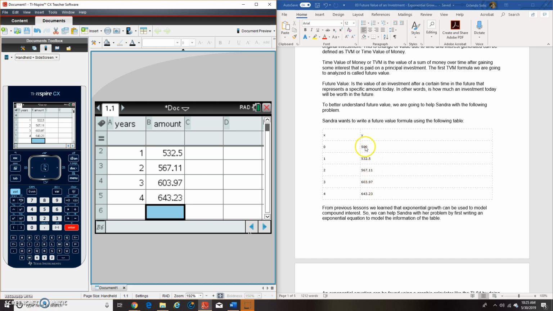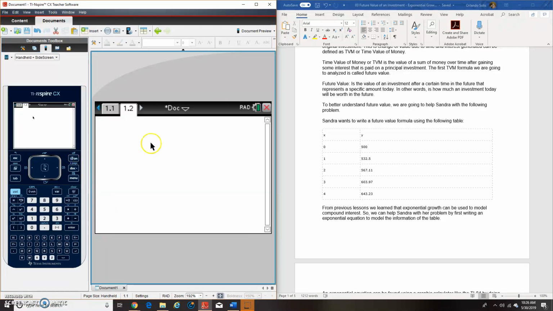So if you take the difference between 500 and 532.5, that's a difference of 32.5. And then if you do the same thing, you can notice that 567 minus 532.5 is a little bit more than the constant of 32.5. So it's not a constant, so that's not linear. So it's definitely going to be exponential or something like that. There's other ways to tell. Let me just go through that real quick.